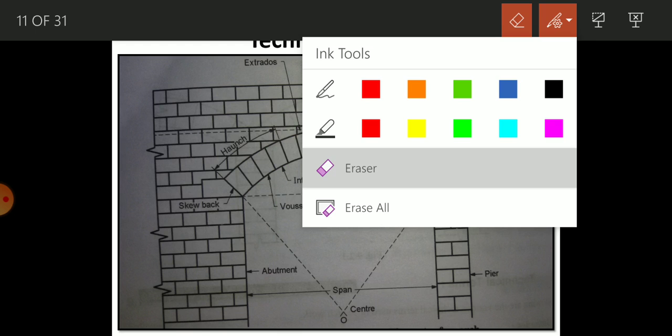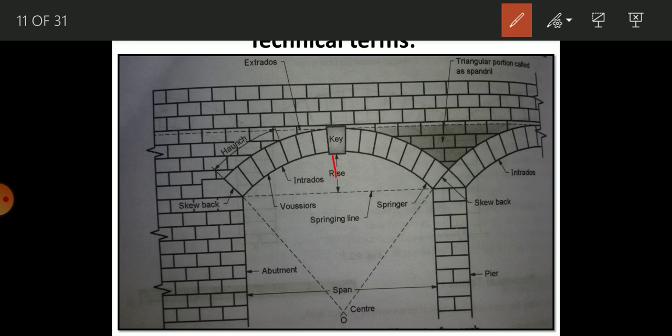You can see here, this portion is called the rise. So what is the rise? It is the vertical distance between the highest point of the intrados and the springing line. You can see here this is the springing line, and this is the highest portion of the intrados. So between these is called the rise. Next is the springing point. Springing point means what?